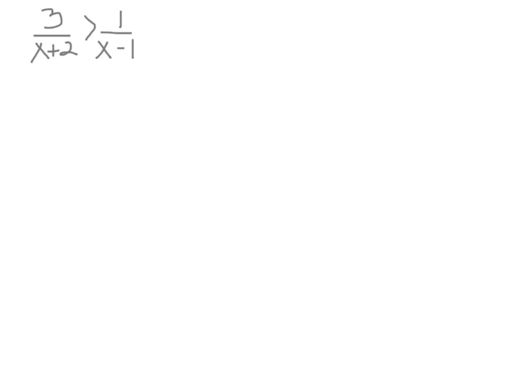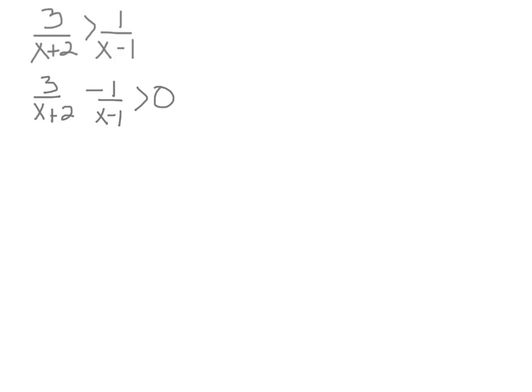Okay, so we've got 3 over x plus 2 is greater than 1 over x minus 1. I know many of you are going to be tempted to cross multiply here, but that'll only give you one value of x. We're going to have more than one because we're going to have some intervals. So the first thing you're going to do is subtract the 1 over x minus 1 so that it says greater than 0. We always want it to have a 0 there.